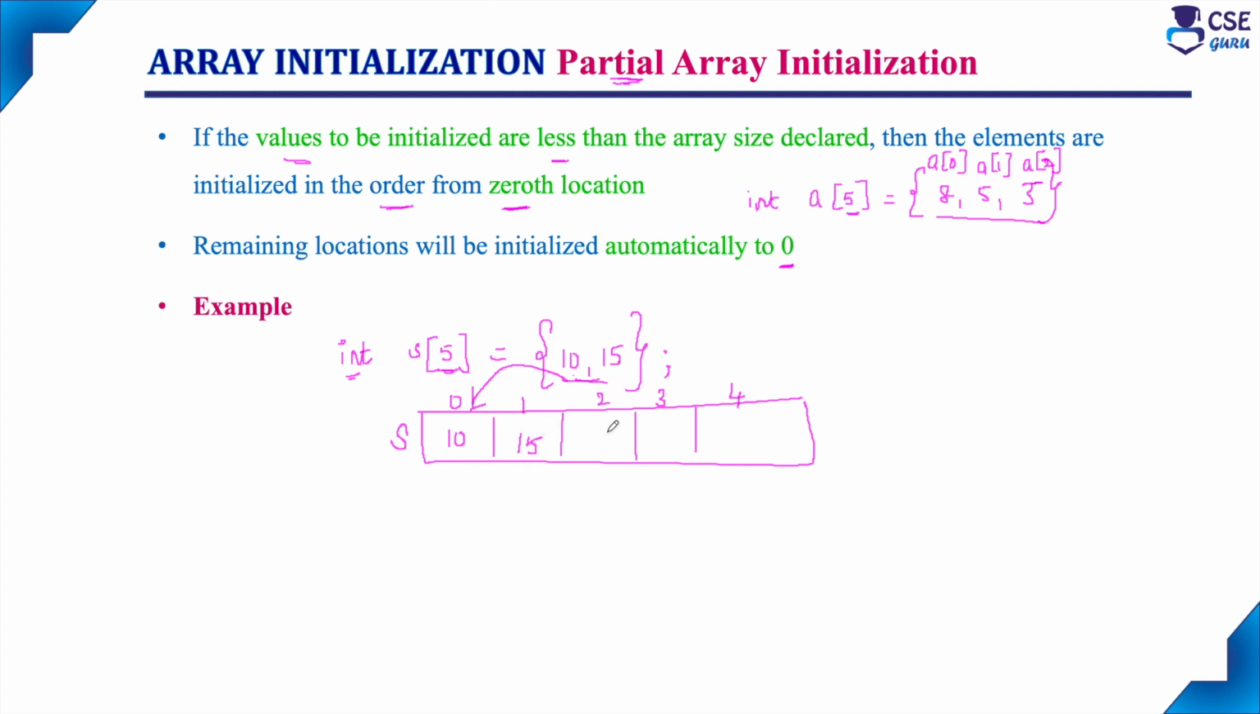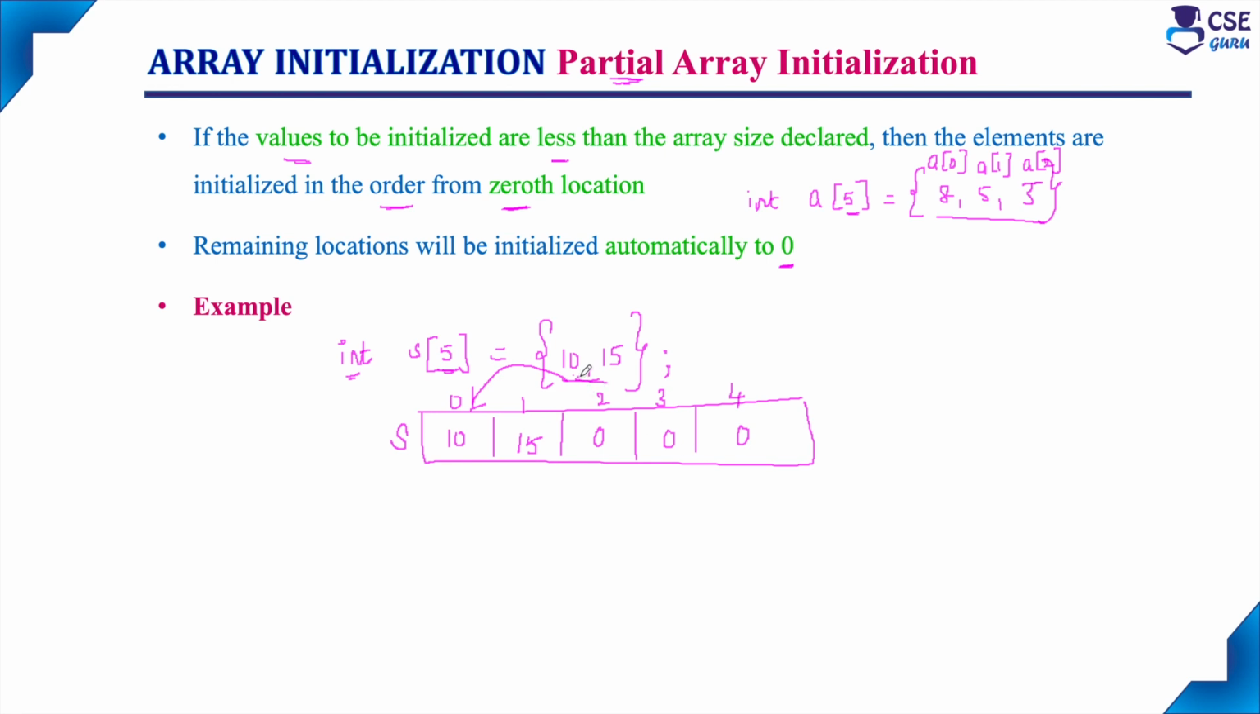And for these 3 memory locations, we don't know the value, because during declaration the programmer has not initialized them. For the remaining memory locations, where the value is not initialized, automatically 0 will be initialized. So this is nothing but partial array initialization. We initialize the values only for part of the array, and we have not specified any values for the remaining array. In that case, the values will be initialized in this way only.